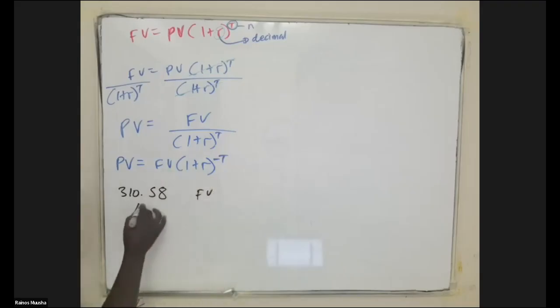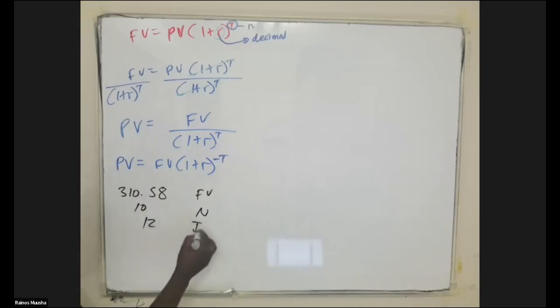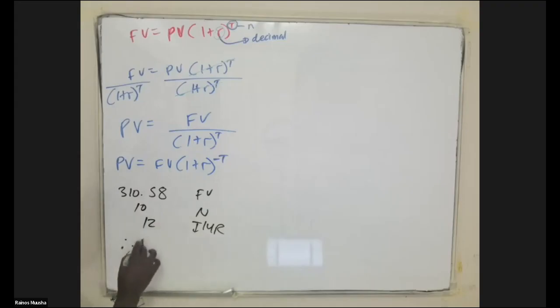We are also given that 10 is the number of periods, which is the number of years. We are also given that 12 is the interest per year. So given this information, they're asking us to find the present value. If you do the calculation, how much do you get as the present value then? Minus 100.